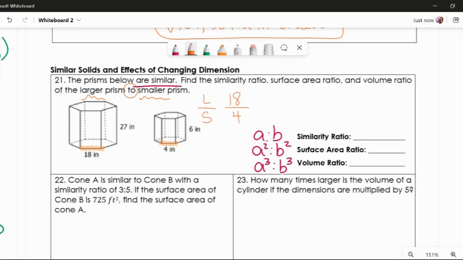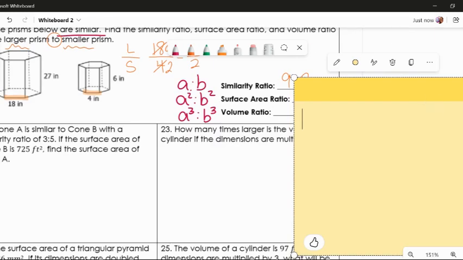Now remember, you have to simplify your similarity ratios. So you can do that on your Desmos calculator. If you just pop that in, 18 divided by 4, and click the little fraction bar, it'll show you the simplified fraction. That simplifies down to 9 over 2. So that equals 9 over 2, because 2 goes into 18 9 times, and 2 goes into 4 2 times, and so it simplifies down to 9/2. So my similarity ratio is 9 to 2. All right, then it's easy peasy.